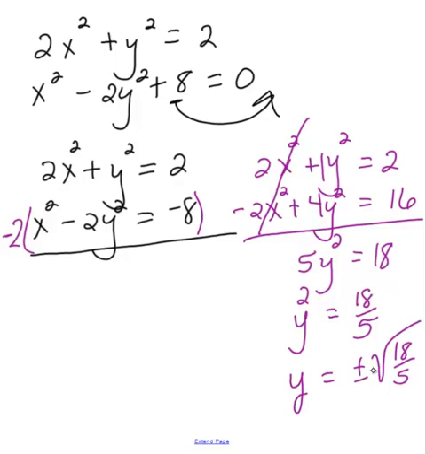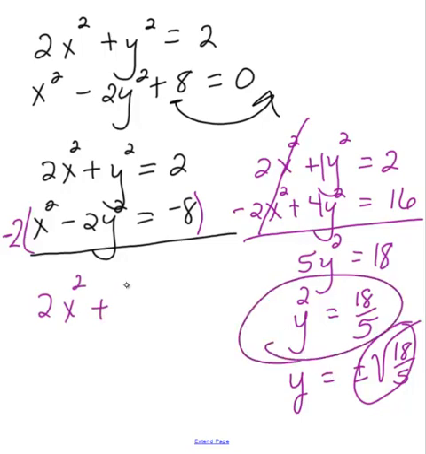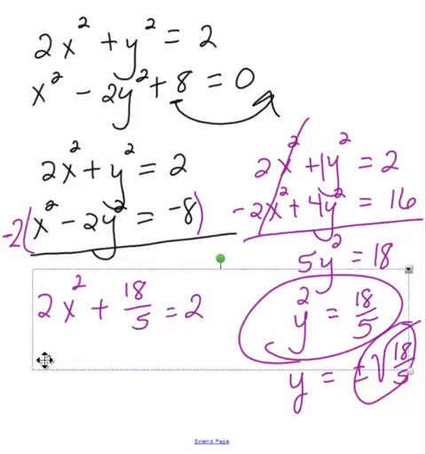Okay, so when I substitute this back into the equation to find the x's that go with it, let's note what happens. Let's use the top equation, and it says 2x squared plus y squared. Well, y squared here was 18/5, equals 2. Now, I've got 2x squared equals, so when I subtract 18/5 from 2, I am going to get negative 8/5.